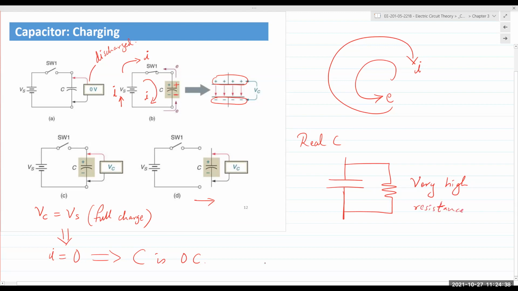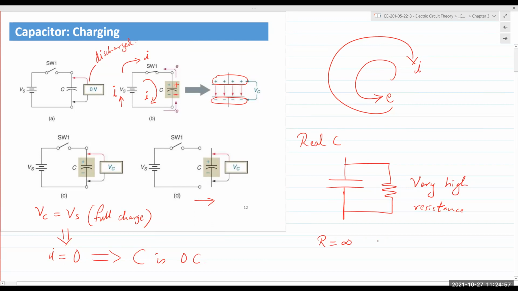Very high resistance. Ideally, that resistance would be infinite, right? Ideally, that R would be infinite. If that R is infinite and the capacitor is charged, nothing is going through that resistor. Everything remains across the plates of the capacitor.